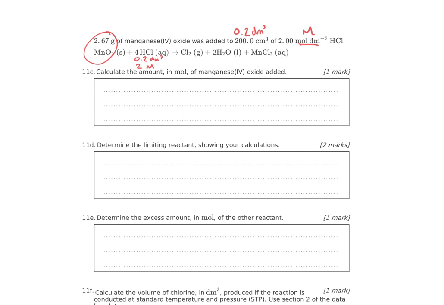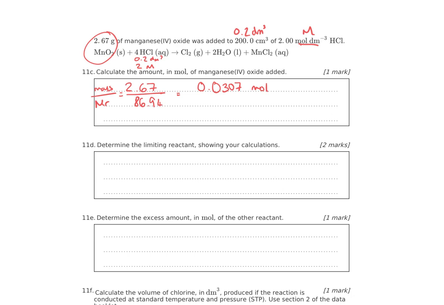So calculate the moles of magnesium oxide added. So this first bit, we just need that first bit of information. So it's going to be mass over RAM, 2.67 over molar RAM. And remembering, we're using the 2 decimal place numbers from your periodic table. So that's 86.94, which is going to, remember, moles and concentrations we always write as 3 significant figures.